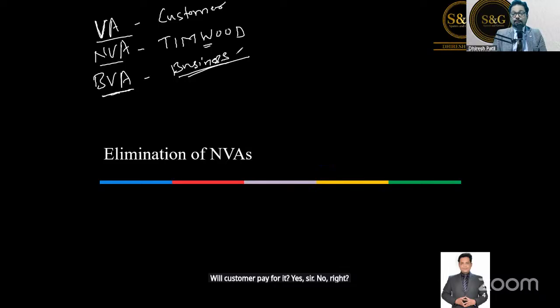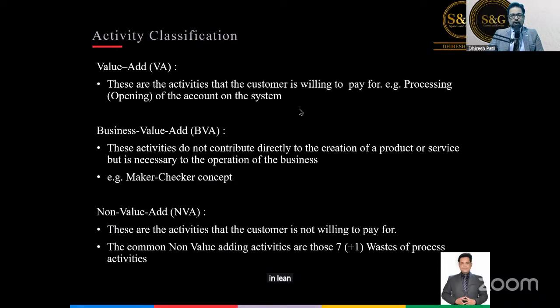But is it important to maintain the machine? Yes or no? Correct. Yes, everybody understands this. Everybody agrees it is important, but the customer does not pay for it. So who pays for it is the business, and that's called business value added. Are you clear? So our role in lean is to identify value added, business value added, non-value added.